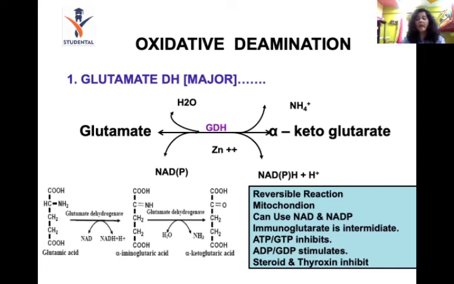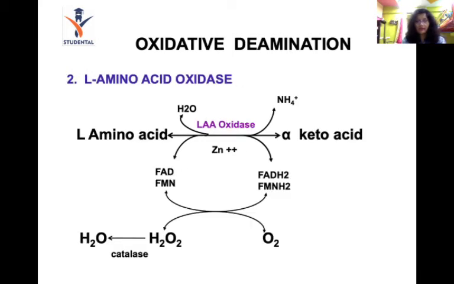Then steroids and thyroxine, these are the hormones, they inhibit this glutamate dehydrogenase. Now let's discuss another enzyme, that is the amino acid oxidases. We all know that in our body we have L-amino acids. So L-amino acid oxidase oxidizes this L-amino acid and converts it into the keto acids with the liberation of free ammonia. Now this L-amino acid oxidase is a flavoprotein and it is a zinc dependent enzyme.